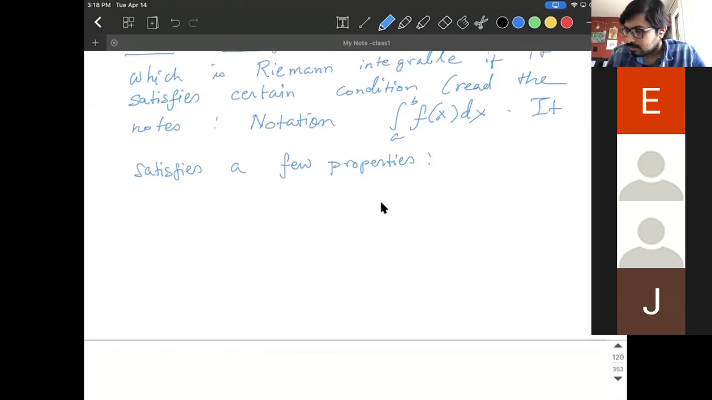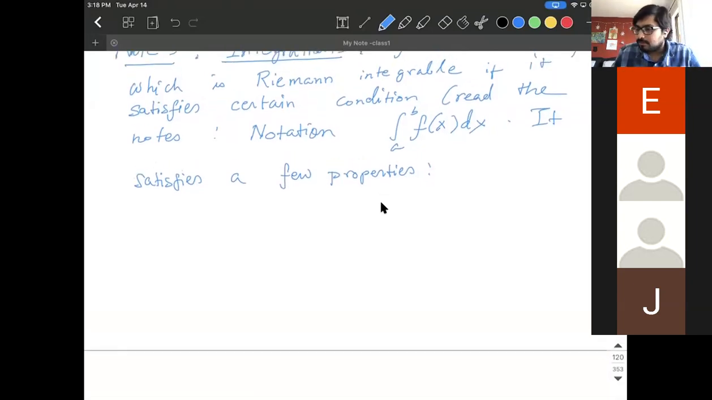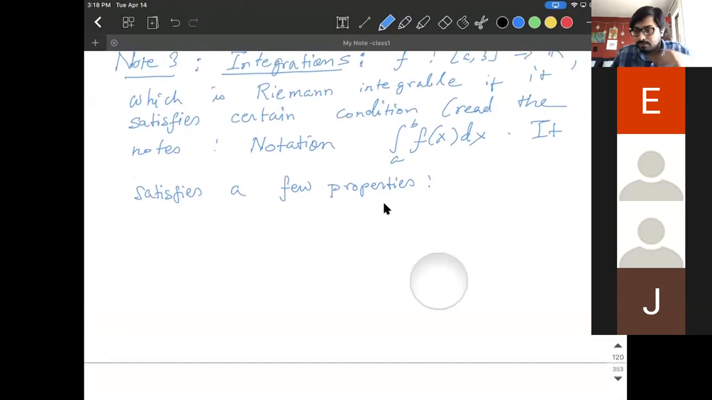Okay, so of course, it satisfies certain properties. For example, if you take two functions which are Riemann integrable and add them, the sum is still Riemann integrable, and the integration of the sum is the sum of the integrations. If you multiply a Riemann integrable function by a scalar, then the scalar comes out. These are some natural properties. If you take two functions f and g which are Riemann integrable, then the composition of g with f is also Riemann integrable, and the product is Riemann integrable. These things happen quite naturally.